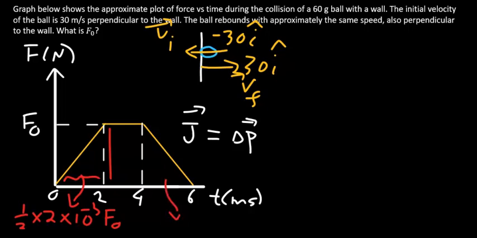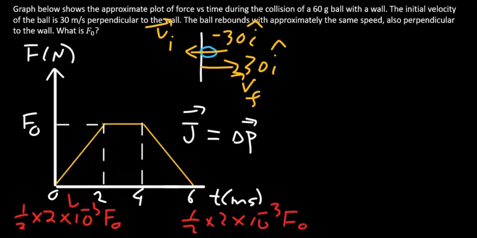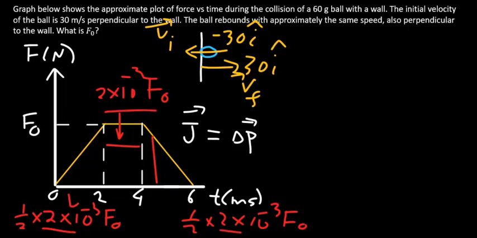Now this one has the same magnitude, half times 2 times 10 to the power minus 3, because that interval is again 2 milliseconds, times F naught, that height right there. And finally the rectangle in the middle, the length of it is 2 times 10 to the power minus 3 seconds, the height is again F naught. So the total area is this plus that plus that.